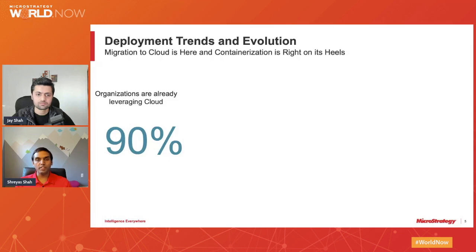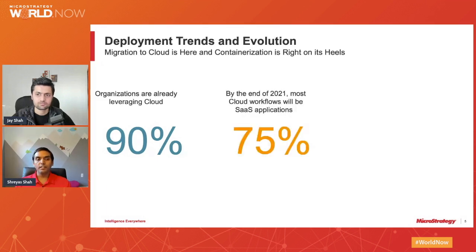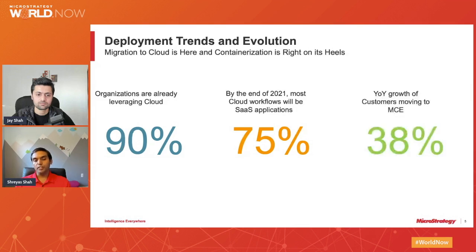But what it means is 90% of the companies have some sort of footprint in any of the three major cloud providers. By 2021, we feel that based on the market research, 75% of the cloud workloads would be SaaS applications. Internal to MicroStrategy, we have also seen a 38% year-over-year growth of customers migrating to MicroStrategy Cloud Enterprise.